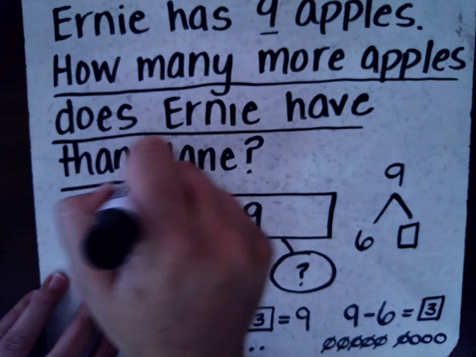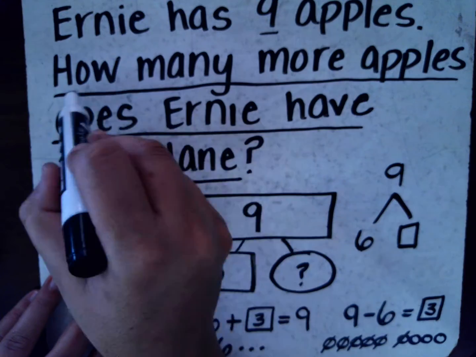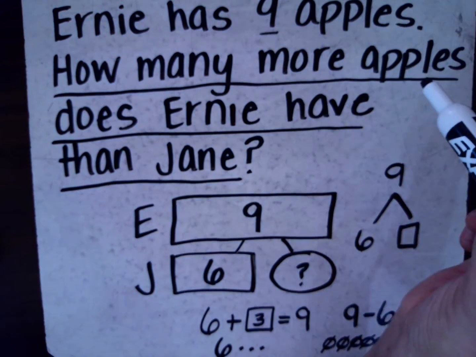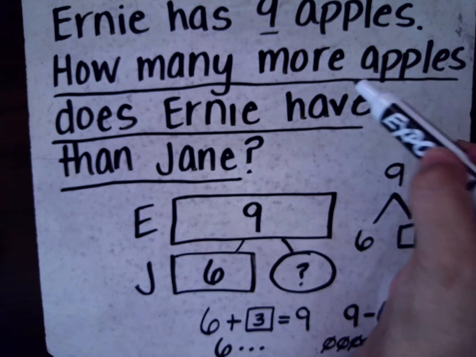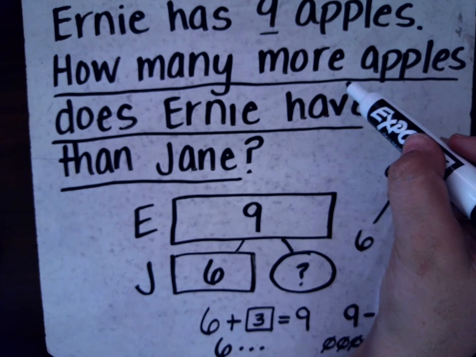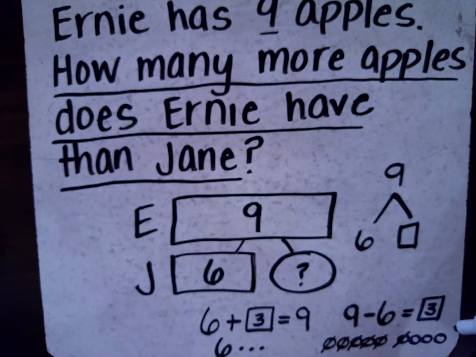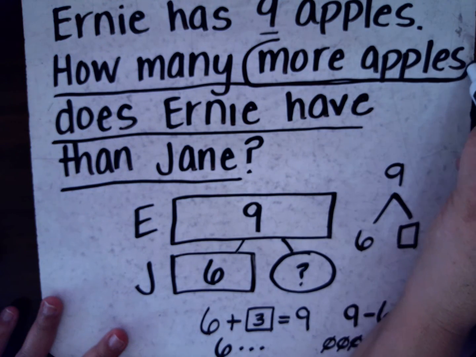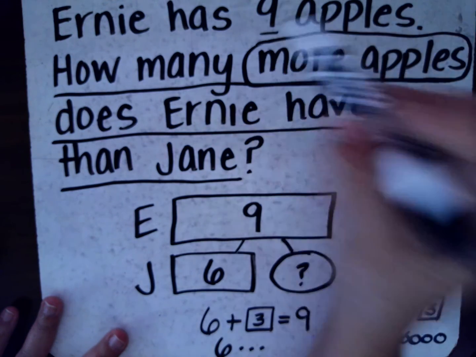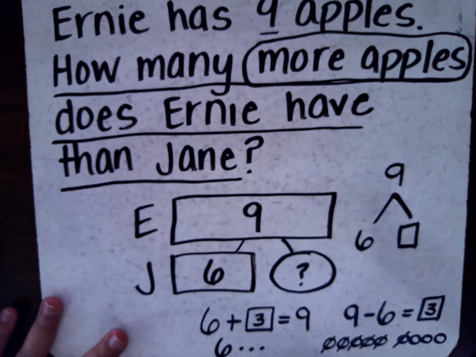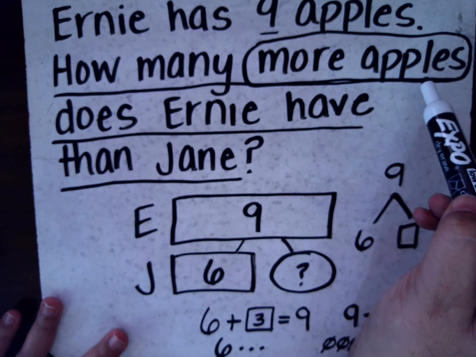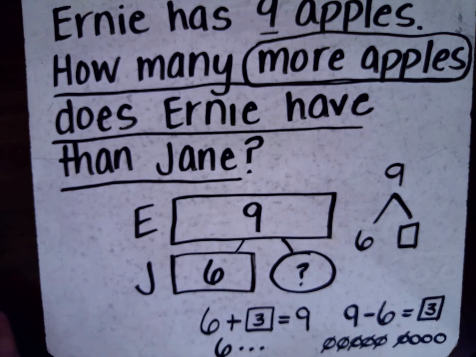Underline my question. Here's my how many. Usually it's the word right after how many. In this case, the word more is right after how many. So would it make sense to say just 3 more? Not quite. So your label is actually going to be more apples. So Ernie has 3 more apples than Jane.